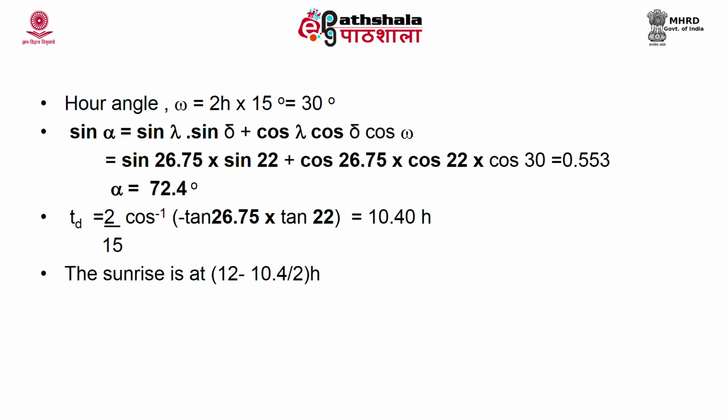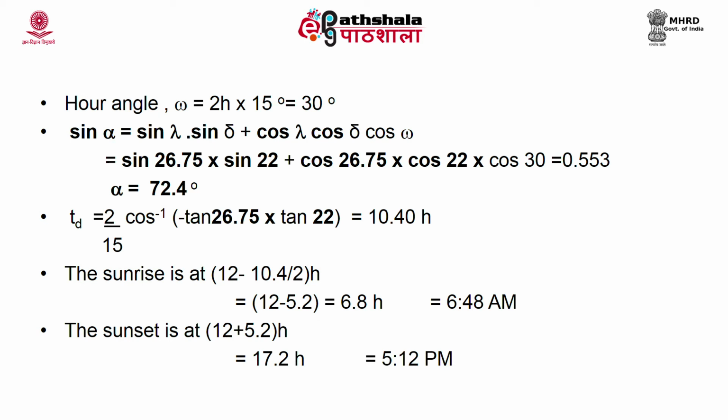Sunrise is at 12 minus 10.4 by 2 hour, that is you will get 6.8 hour, which is equal to 6 hour 48 minutes, that means 6:48 am. And for sunset, you have 12 plus 5.2 hour, you will get 5:12 pm. So, at that location, the latitude of 26.75 degree north, it is 6:48 am sunrise and 5:12 pm sunset.